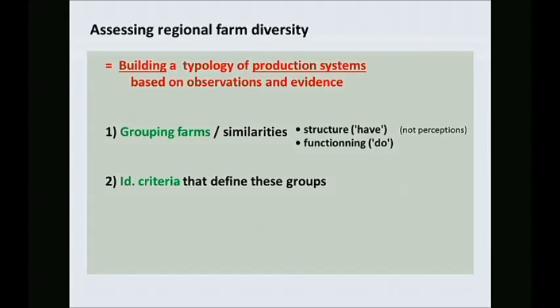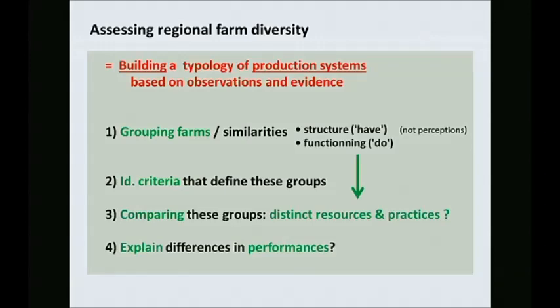Here it means building a typology of production systems based on observations and evidence. And I emphasize building, it's a process, and production system. I'm not looking at farmer profile as in their attitude toward risk or their perceptions. So that means grouping farms which are relatively similar according to their structure, so what farmers have in terms of resources, and in terms of functioning. So what they're doing and how they use those resources. We identify the criteria to best define this group. We compare those groups of farms to check if they do have different resources and practices. And eventually, of course, the end game is to see if that explains anything in differences in performances, for instance.